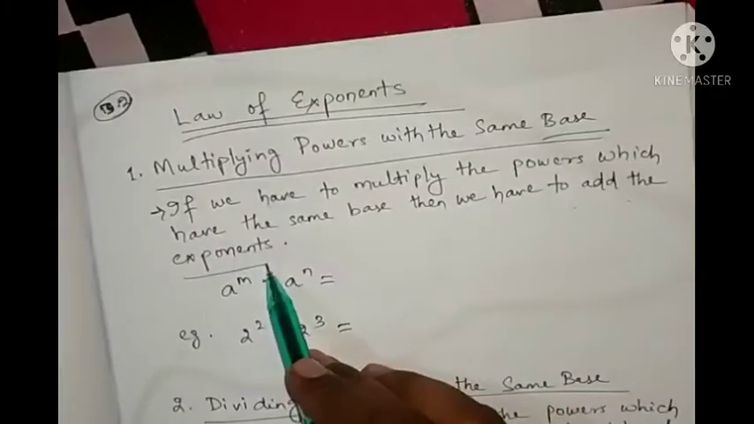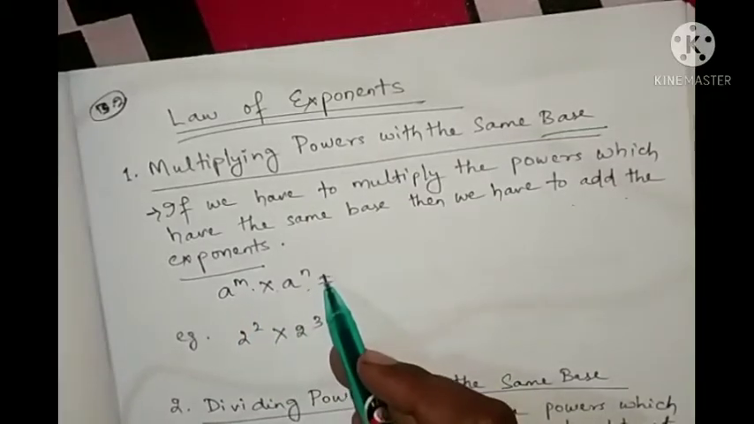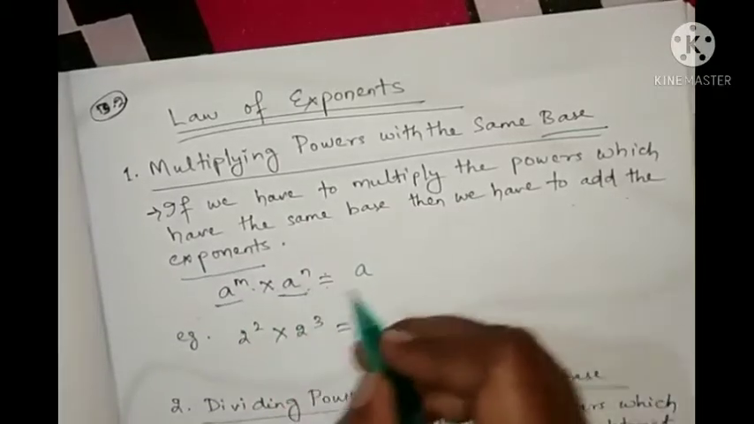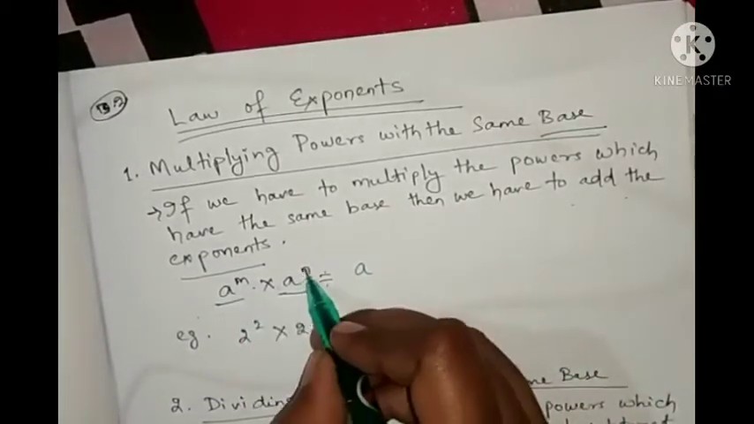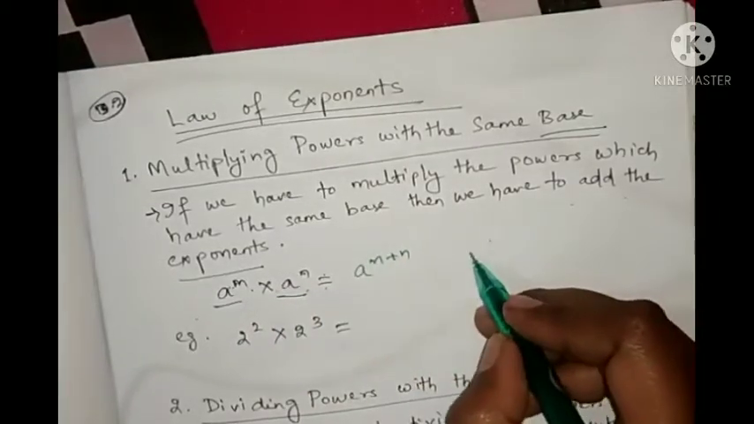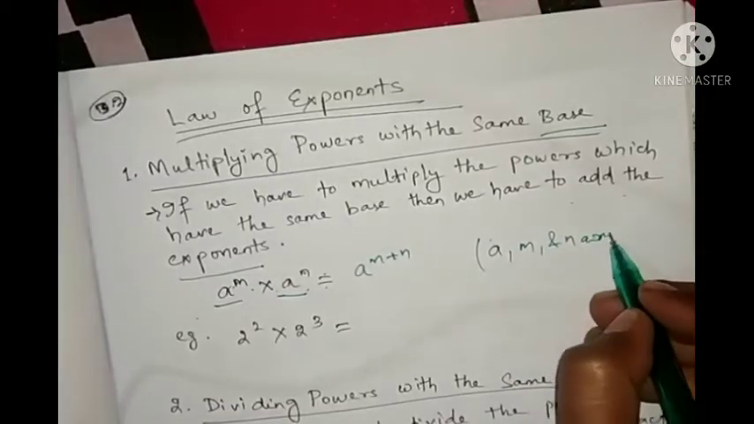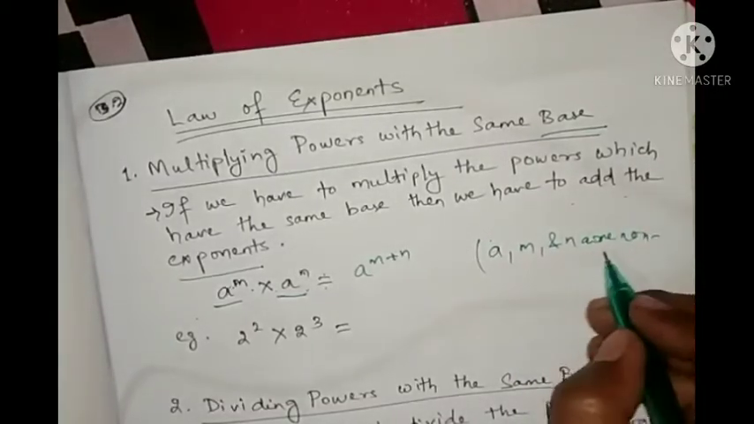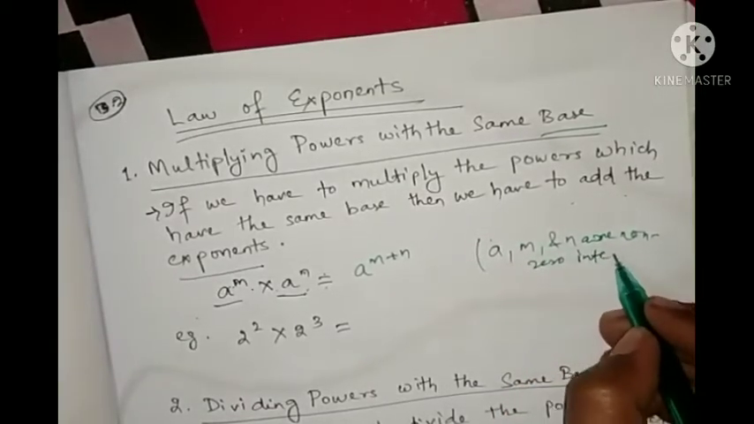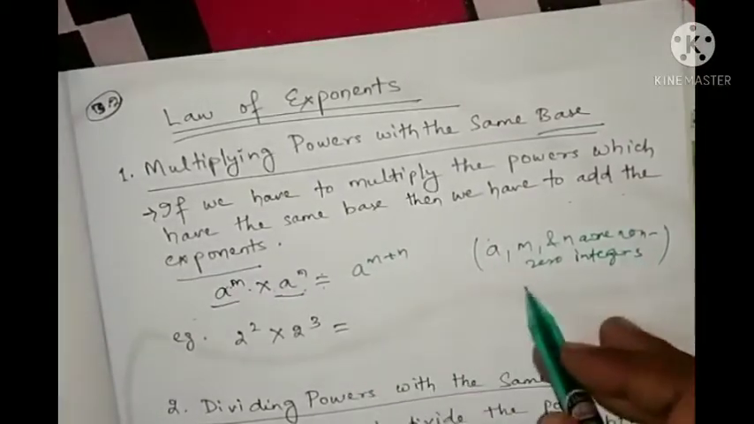हमें exponent को add करिबा. Like a to the power m into a to the power n is how much? Same base is there, समान base अछि. So what will we do? We'll add the exponents. Exponent को add कर देवा. m plus n. So here a, m and n are non-zero integers.